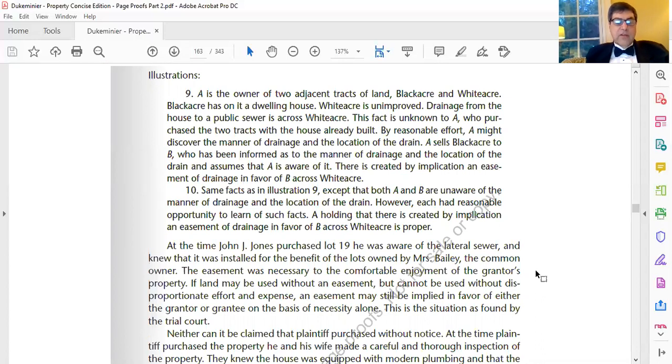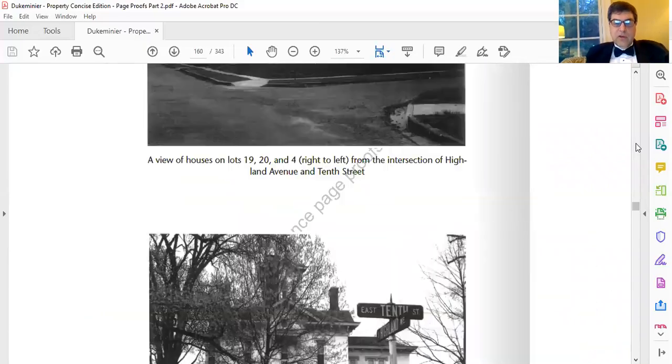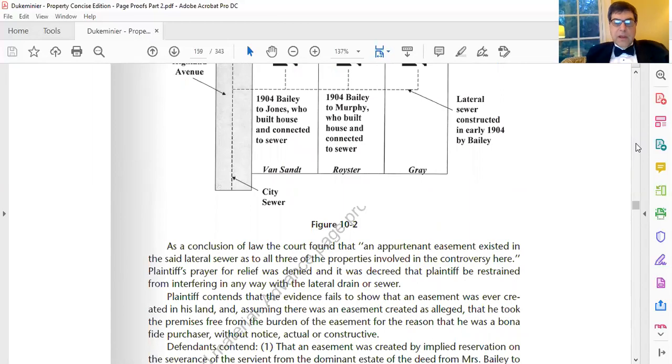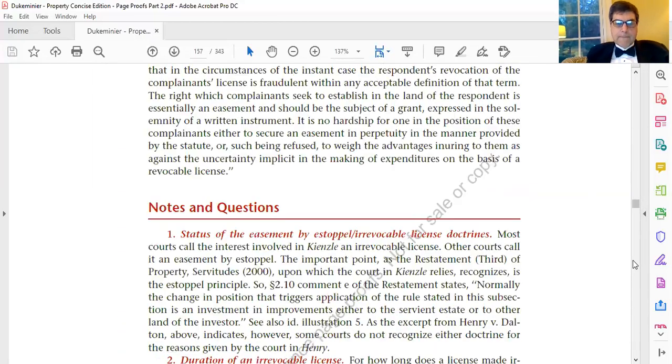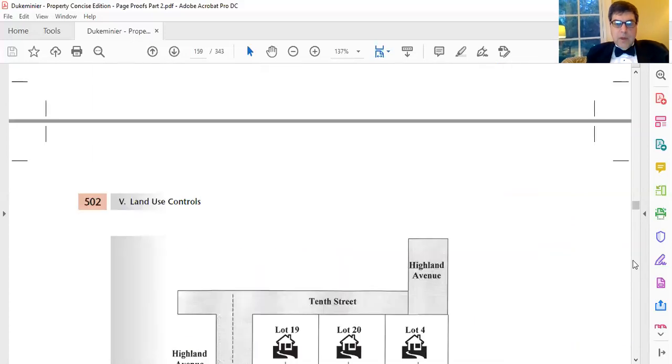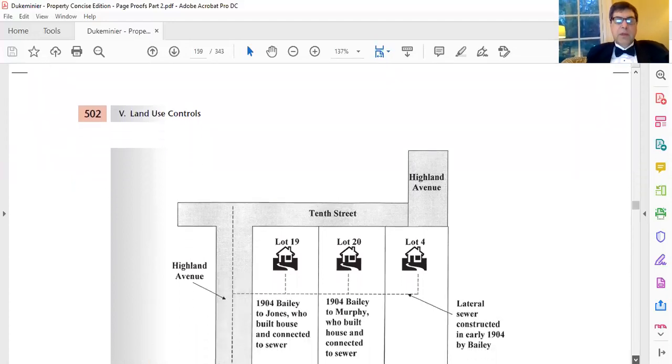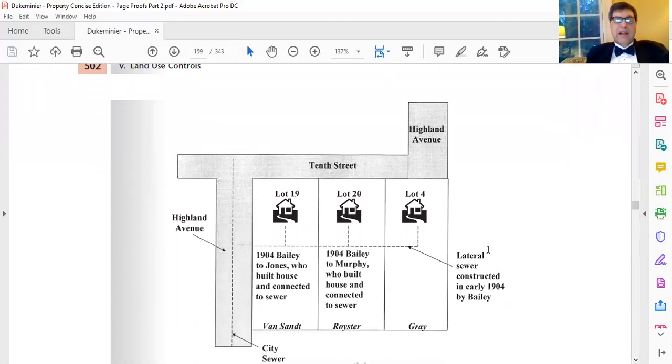So this easement, is it appurtenant or is it in gross? Well, if we go back to page 502, this would be an easement appurtenant, which means it is designed to benefit the holder of the easement in some land that they own. And so here it is appurtenant to lot 4. It's designed to benefit the owner of lot 4 and allow them to use lots 19 and 20, probably also appurtenant to lot 20, designed to benefit lot 20 and to burden lot 19.